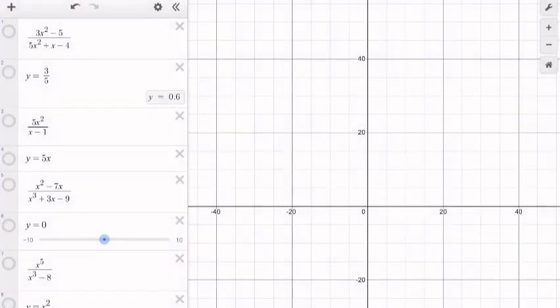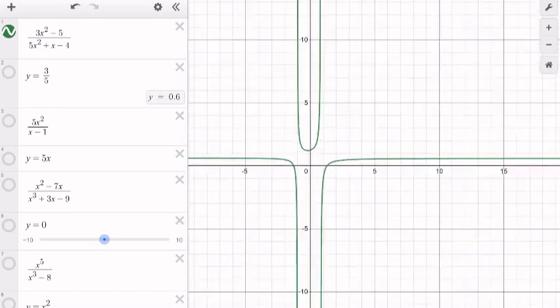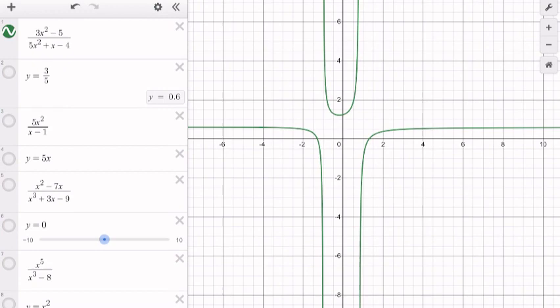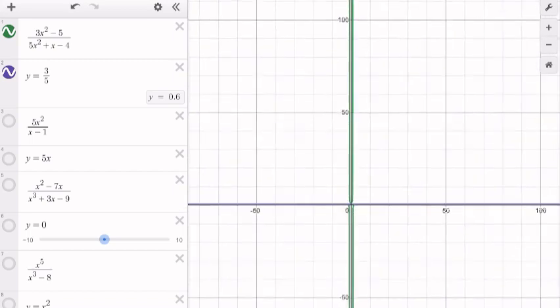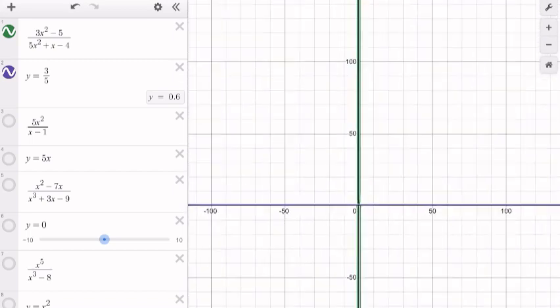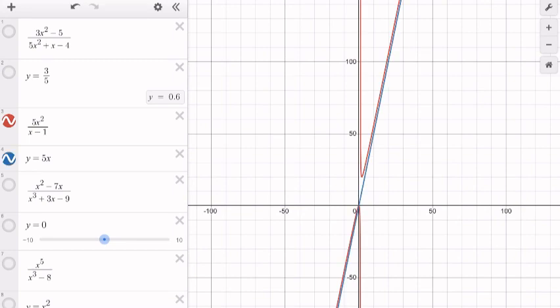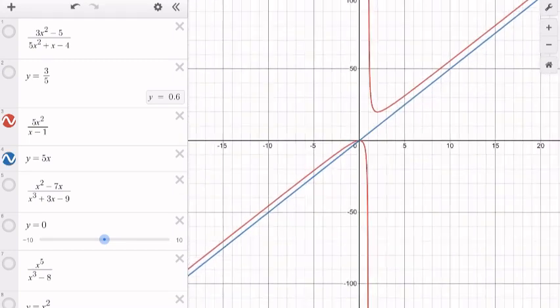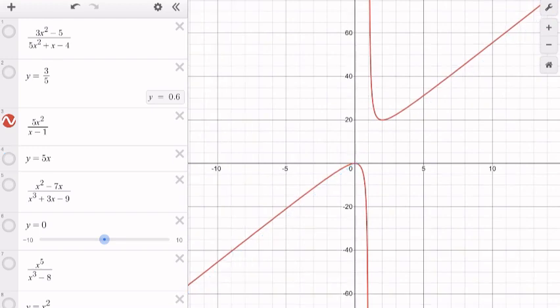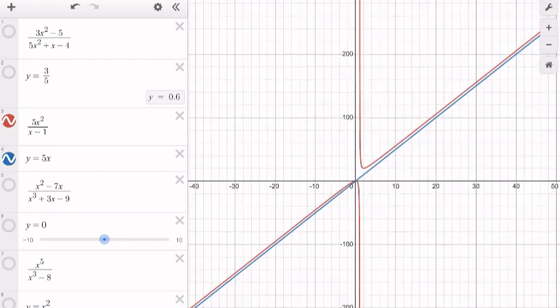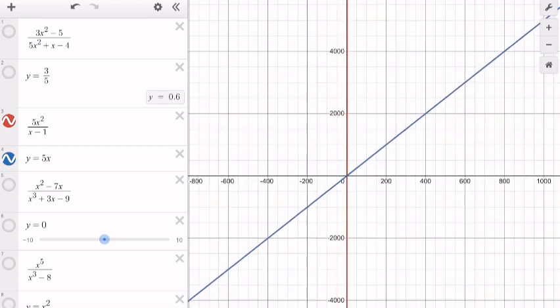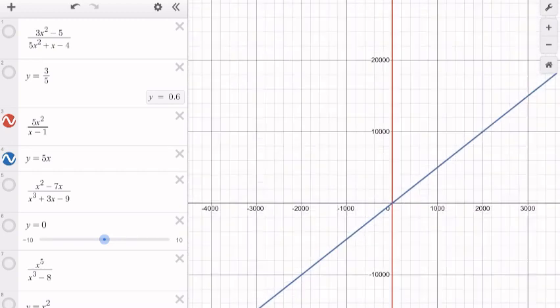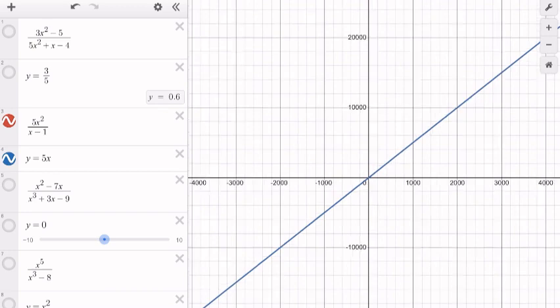I've illustrated this on Desmos for us. Taking a look at that first one, here was our rational function. We said long term it's going to act like this horizontal line, and if I zoom out, the end behavior looks just like that. For the next one, the degree in the numerator was higher than the degree of the denominator, but long term, if I zoom out, this function looks just like the line y equals 5x. I can't even see anything else if I keep zooming out.